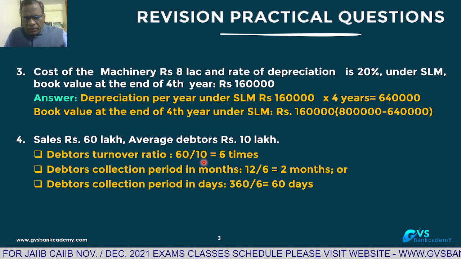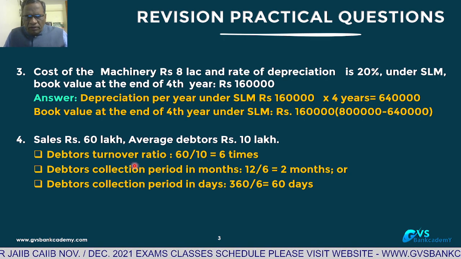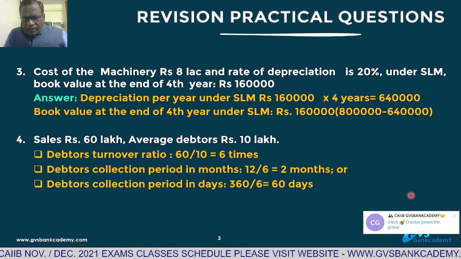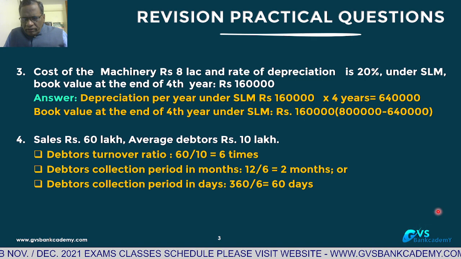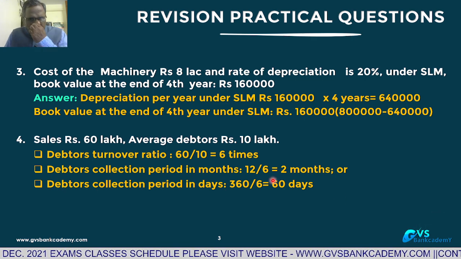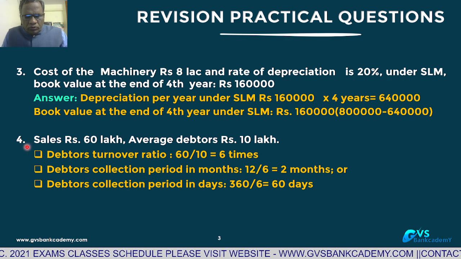Both are very important for business management. Higher debtors turnover ratio is important for sales, and a lower debtors collection period is also best. This is the fourth question.